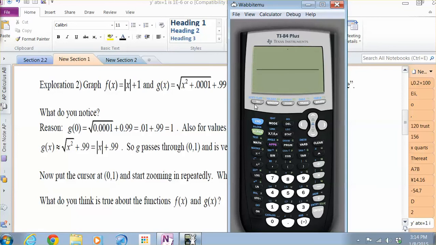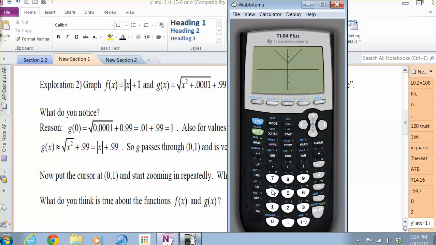So I'm going to do y equals the absolute value of x plus 1. Absolute value, you could find by doing alpha window. Let's clear the other one. Square root of x squared plus 0.0001 plus 0.99. Okay. Let's go to zoom 4 again. So here we have an absolute value function.